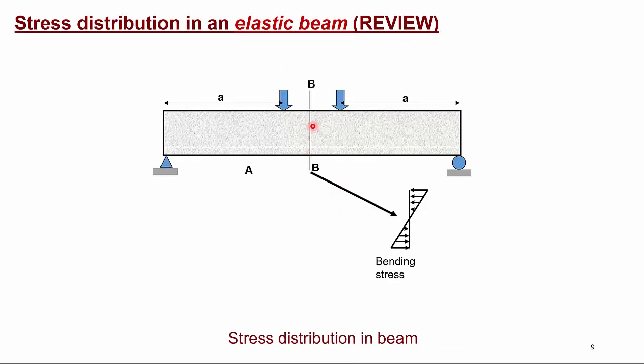Now if we take a section BB in the constant moment region, we know that there is no shear force acting there. Only the bending moment has an effect, and it causes bending stress at section BB. If the loads are small and the beam is still in the elastic region, the bending stresses are very small and still linear. At the bottom it is tensile stress and at the top it is compressive stress.